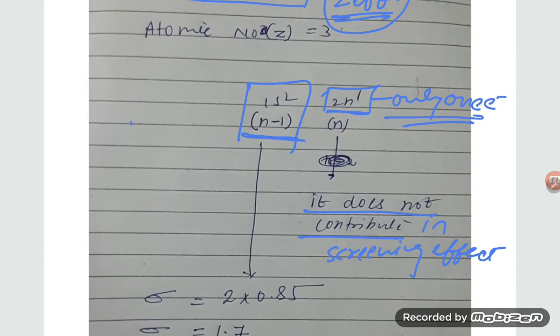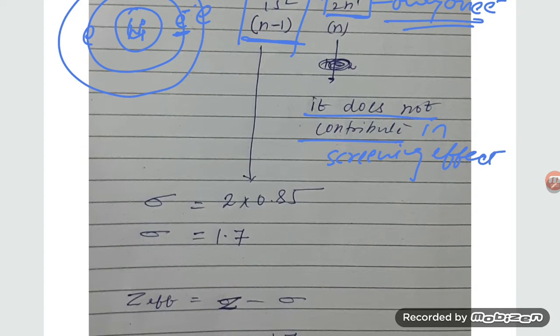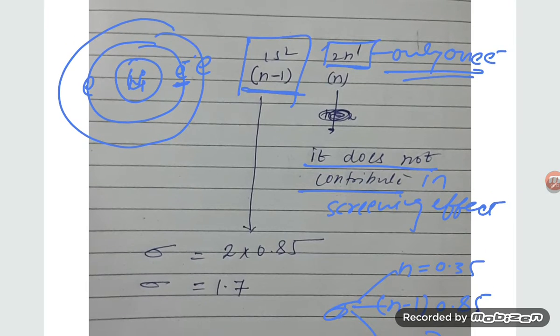This is lithium, this is the nucleus, and the electrons are here. Which electrons do the screening? Inner electrons, not the outer electron. I already told you the sigma value: for the n orbit it is 0.35, for n minus 1 it is 0.85, and for n minus 2 and n minus 3 it is 1. This is the n minus 1 electron. How many electrons are there? 2 electrons. So 2 multiplied by 0.85 comes to 1.7.